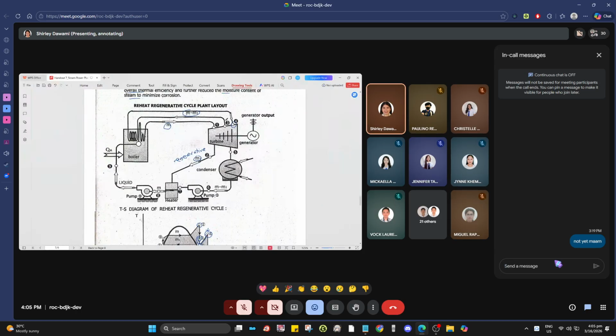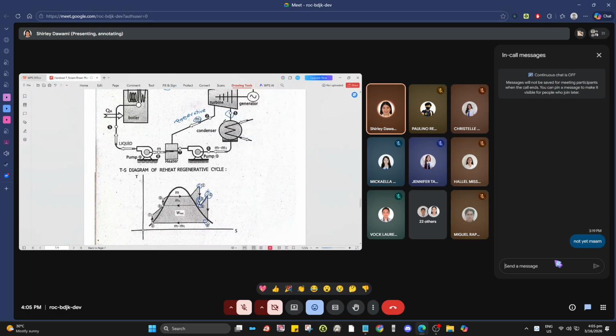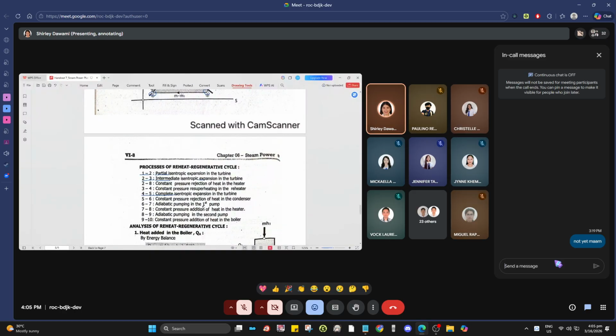Then, okay. So, back to the same process. Mugawas na po siya diri as wet steam. Then, saturated liquid. Then, to the feed water heater is a subcooled liquid. Then, after preheating, mugawas na po siya sa heater as saturated liquid. No? Then, pump back to the boiler. Okay? So, ana lang. Okay?